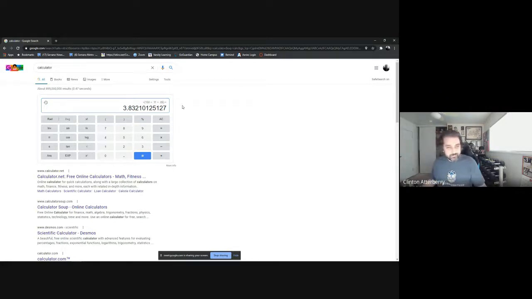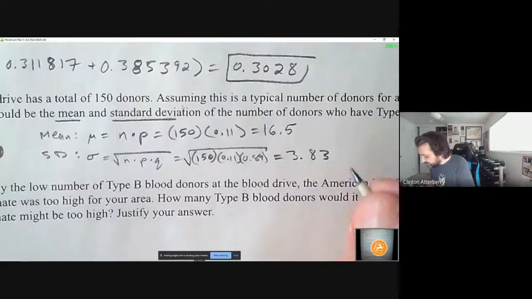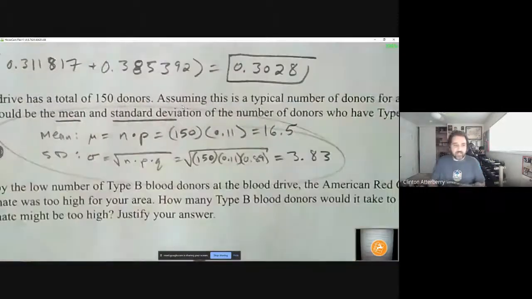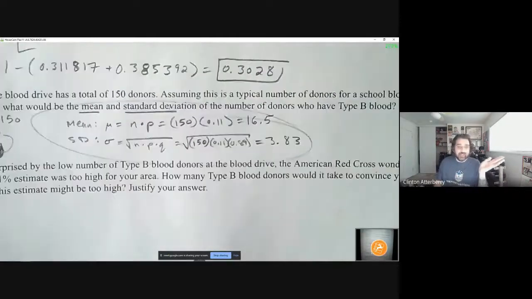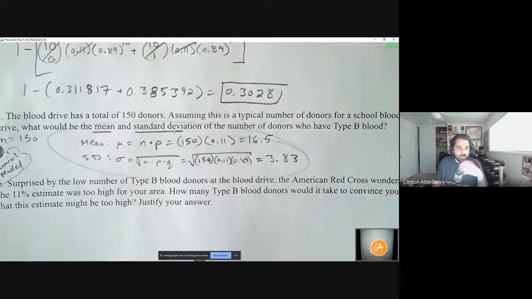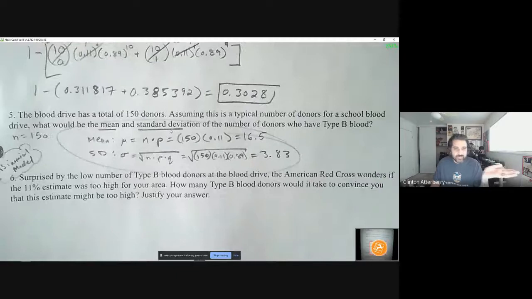Okay, so right there, that's the answer. The mean and the standard deviation of type B blood. So what that means is if you go to the blood drive, or the American Red Cross, if they're holding a blood drive at this school, and there's 150 people they expect to show up, and they want to know, okay, how many type B blood donations would we expect out of 150?